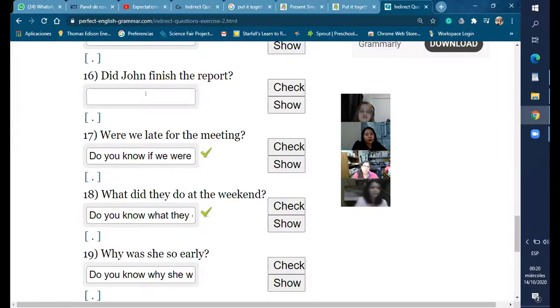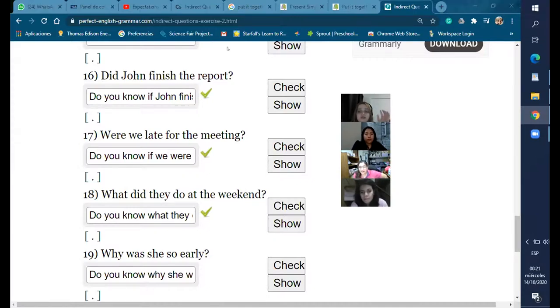And the last one. Did John finish the report? Do you know if John finished the report? Good job, team. Okay, if you want to continue practicing after class, you can work with this link. It's a puzzle.